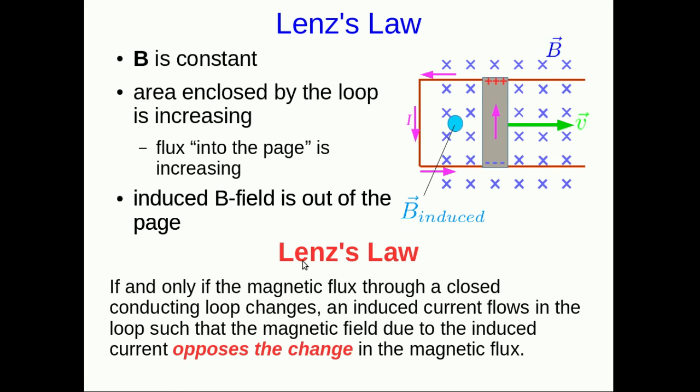So now we're ready to state Lenz's law, and it's a tricky one. It takes practice to use Lenz's law. It's subtle. So it is: if and only if the magnetic flux through a closed conducting loop changes, an induced current flows in the loop such that the magnetic field due to the induced current opposes the change in the magnetic flux. Quite a mouthful.